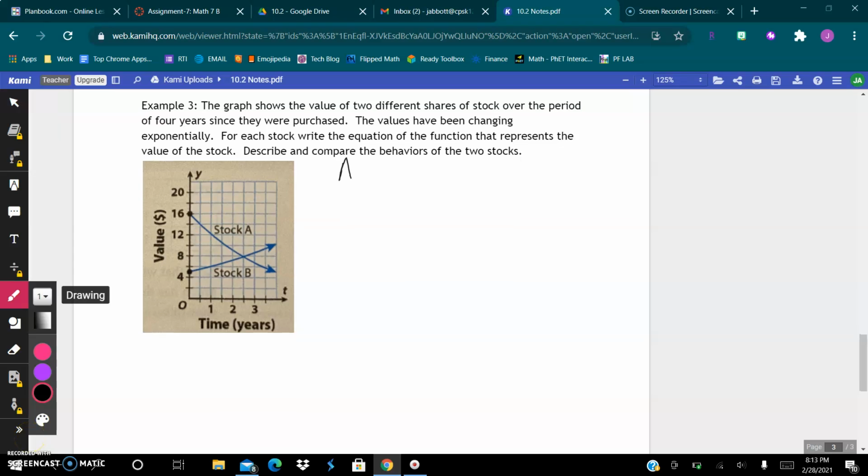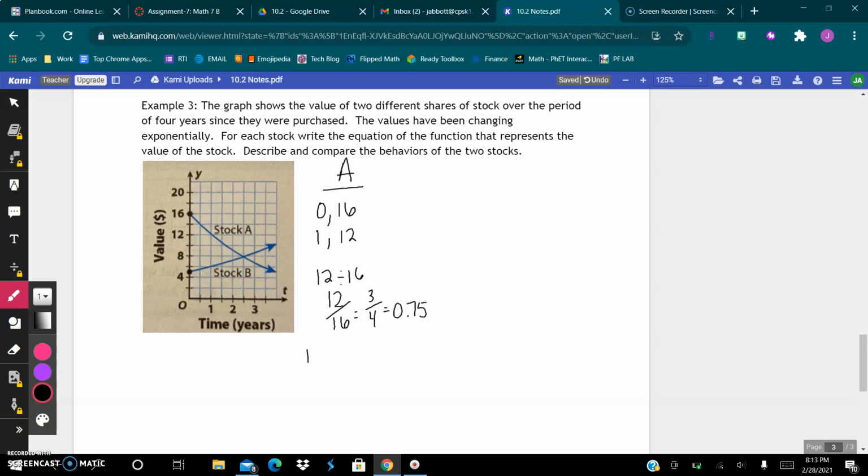Stock A, its value at 0 years is 16, and after 1 year, it looks like it's at 12. So to find what it's changing by, we're going to take the second one and divide it by the first one. So 12 divided by 16 is going to be 3/4, which is 0.75. So that tells us it's going down because that's less than 100%. And you can see that from the graph just looking at the picture as well. But that's just clarifying that we do have our right answer because it is decreasing here.